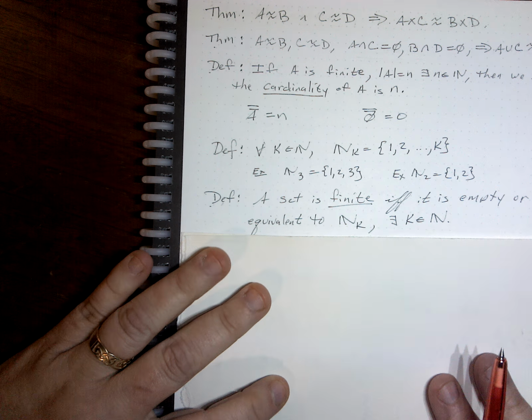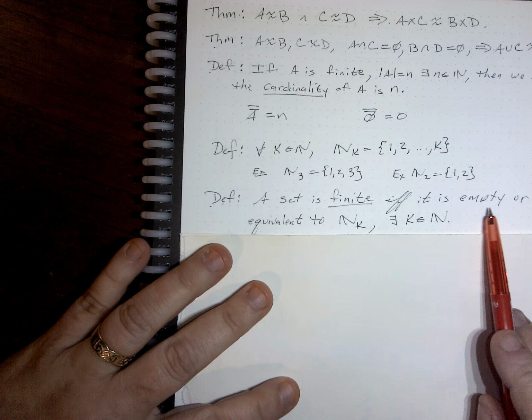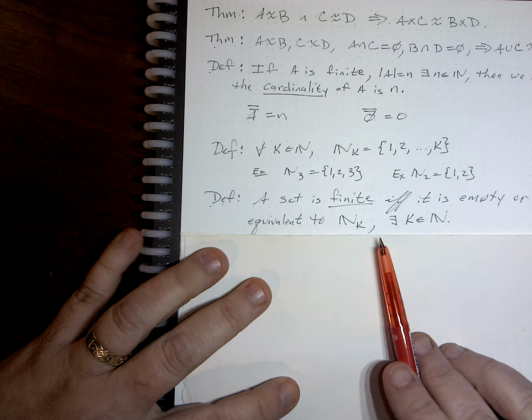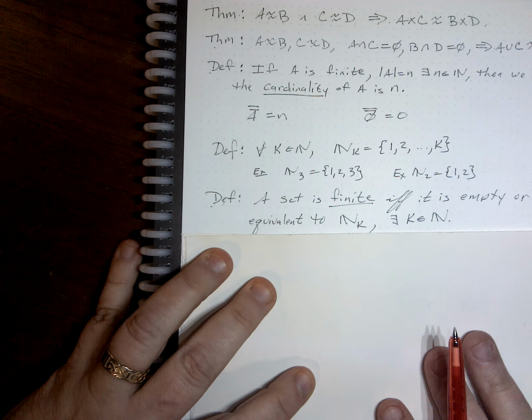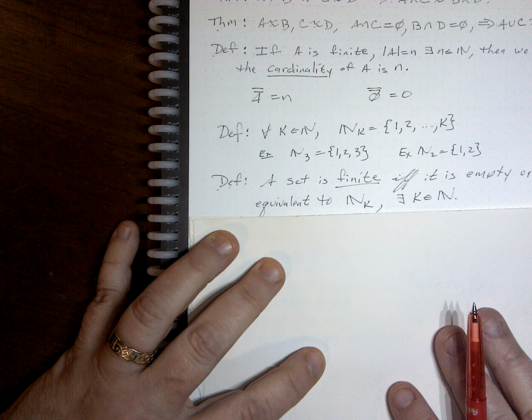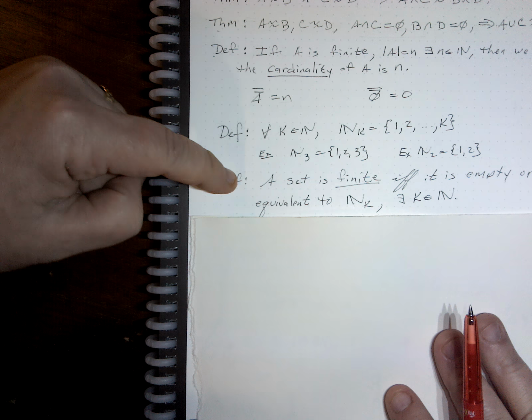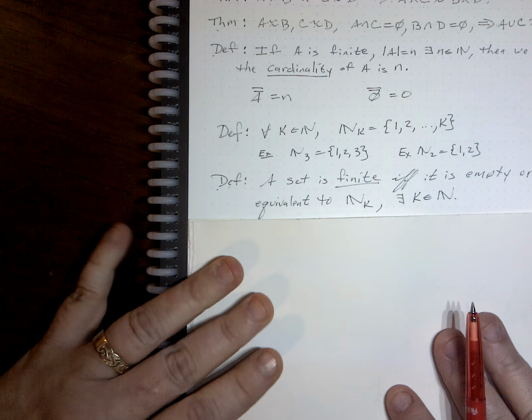We define a set to be finite if and only if it is empty, or it is equivalent to n sub k for some k in the natural numbers. That is our definition of finite, and whenever we prove something is finite, we have to use this definition or go to a theorem that we have proven.